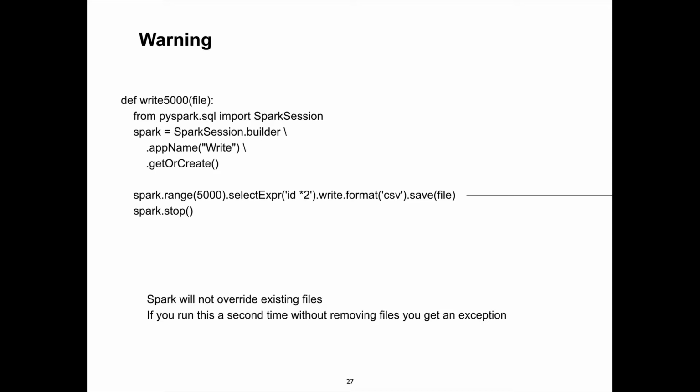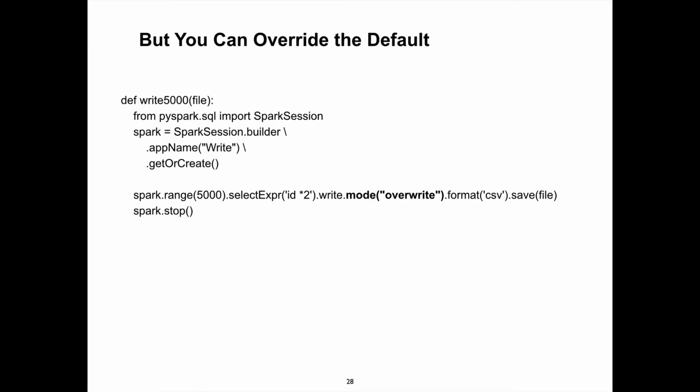The default is when you write to files, it won't overwrite existing files. So when you run it, you'll just get an error message, an exception. And we can override it by changing the mode to overwrite. If you're testing your program out, it probably doesn't matter, but when you're running it for real on real data, you probably don't want to overwrite files.